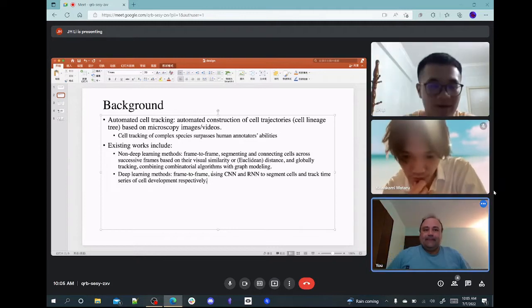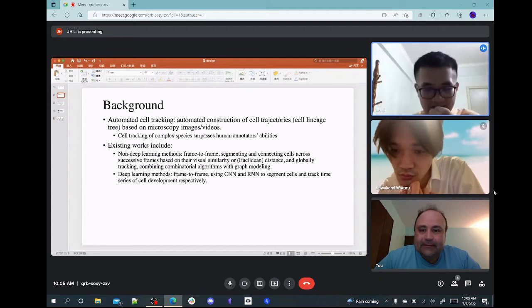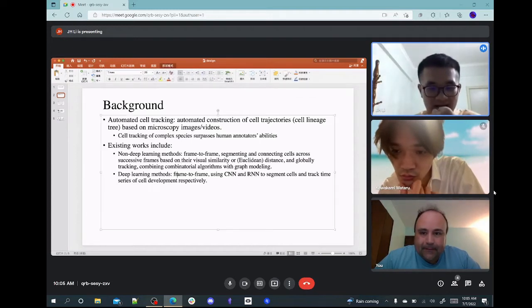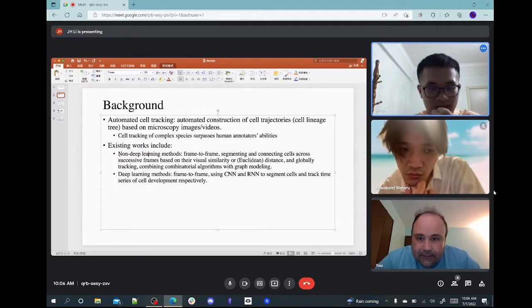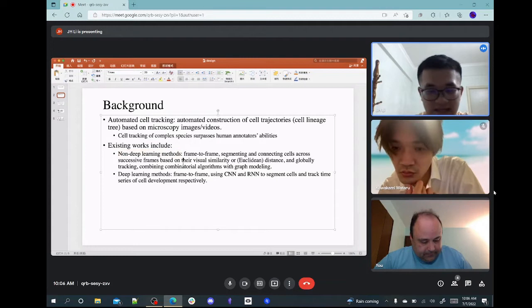Okay. Yes. In the second slide, I want to introduce the background. I've introduced the existing works at this point, the non-deep learning methods, which are the classical methods. Like what I said, we have frame-to-frame methods and the globally tracking method. This one, globally tracking methods. And also we have some deep learning methods.